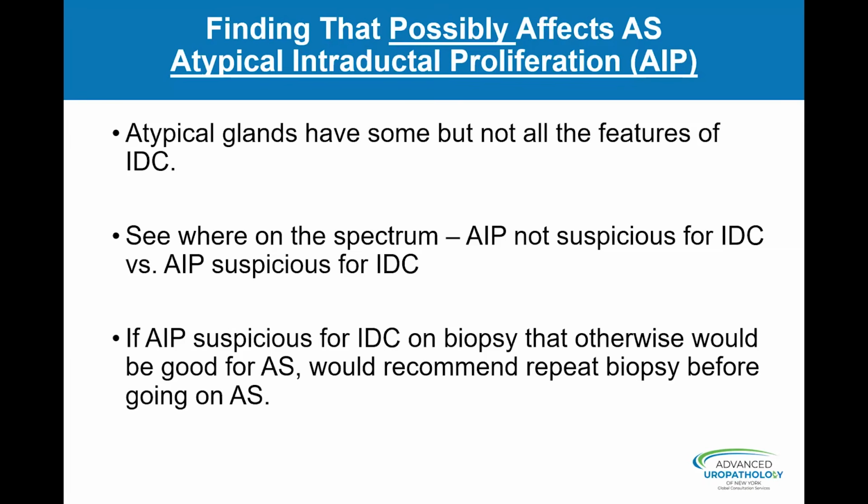If it's an AIP suspicious for intraductal cancer, and otherwise you have all the good criteria for active surveillance, what I would typically recommend is a repeat biopsy before undergoing active surveillance to try to see, is there in fact intraductal cancer somewhere, which again would then typically not be an indication for active surveillance.